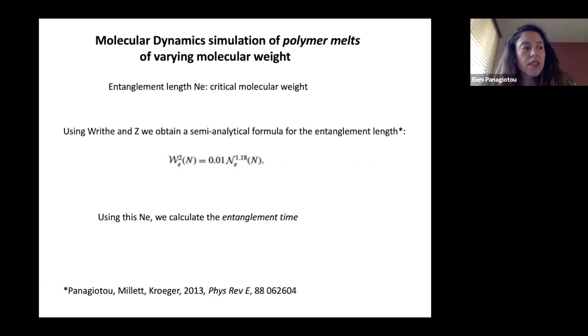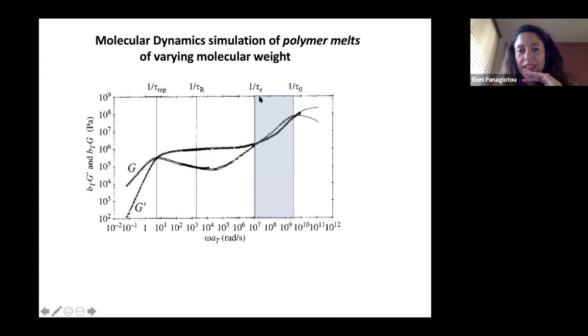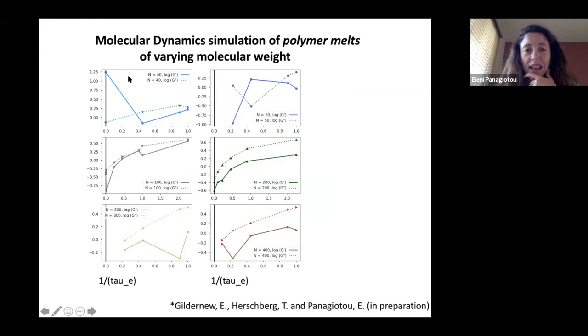So for these simulations that I just showed, we use this approach to calculate the entanglement time. The entanglement length for those systems we had already calculated, and now here we calculate the entanglement time. And we are in this regime in those simulations. So the entanglement time is this tau e number. This is where we would expect the storage and loss modulus to intersect. And these are the systems that are below the entanglement length. So there is no entanglement really.